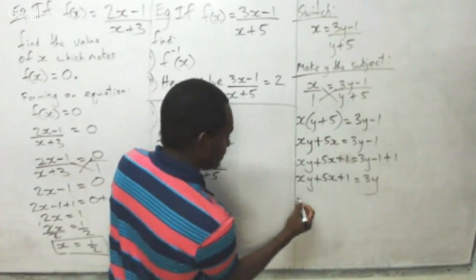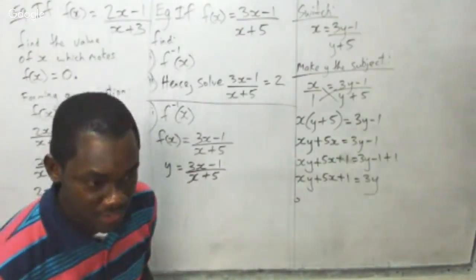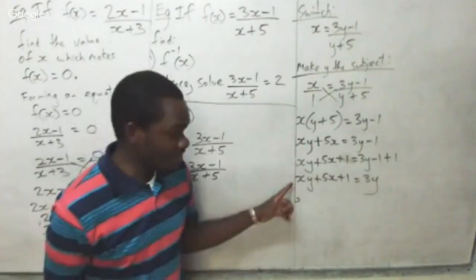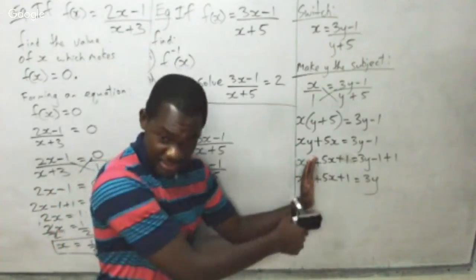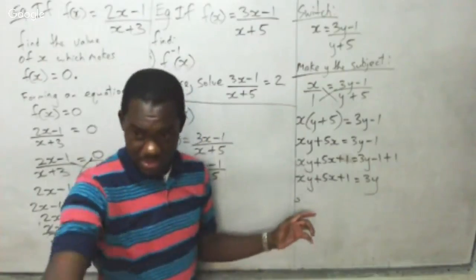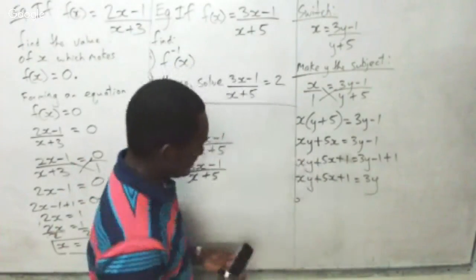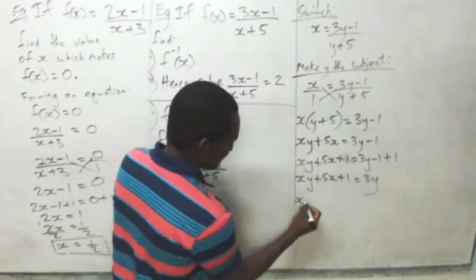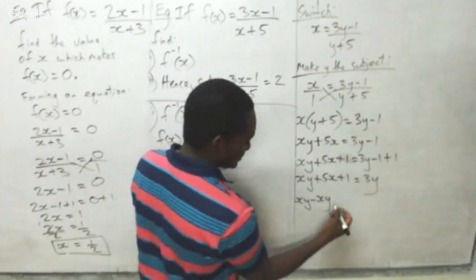How do you know it's positive, by the way? Because there's no sign in front of it. The sign in there is for the 5x, so we know that already. So we're subtracting xy from both sides.